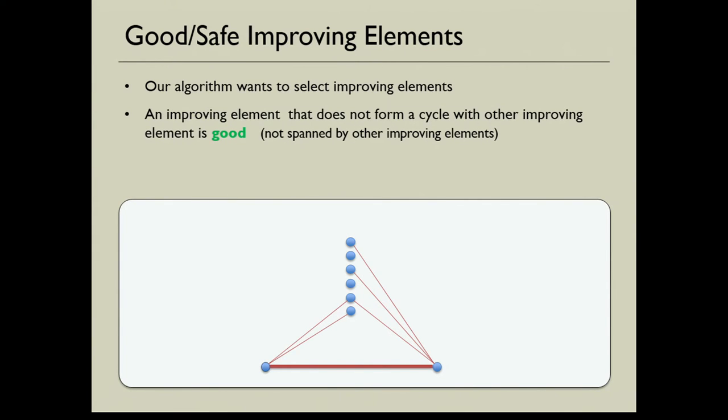And an improving element that does not form a cycle with other improving elements is good, okay? So here, this guy is good, that's good, that's good. But the red guys are not good because they form a cycle. And our algorithm might miss out on picking one of these guys. But for sure, it will pick the green elements. So the algorithm will always select the good elements, no matter the arrival order.